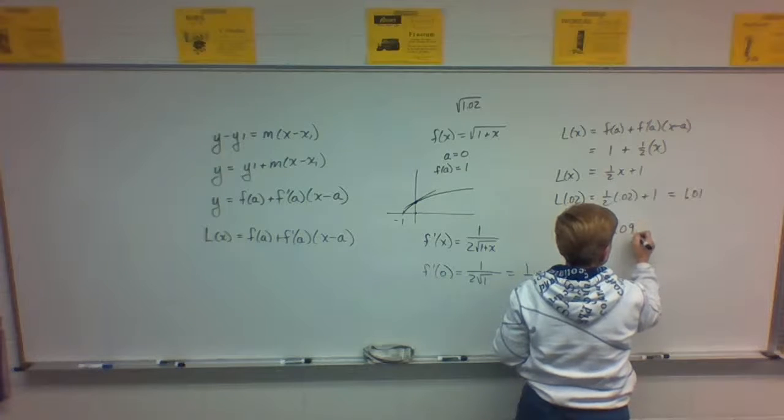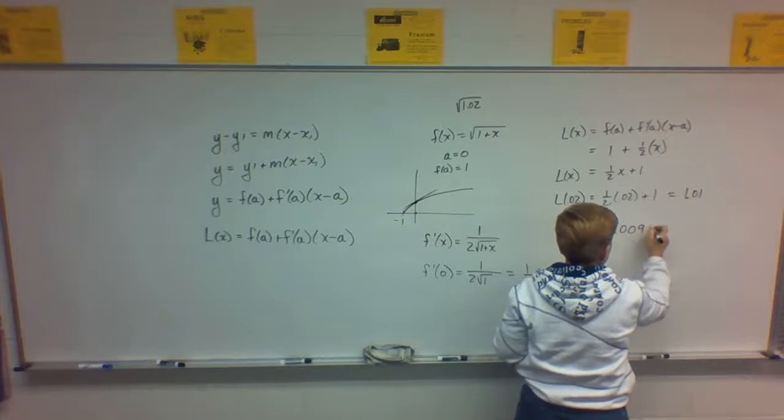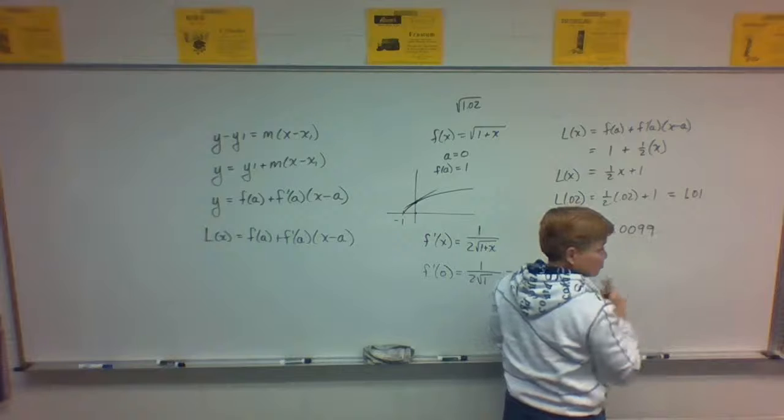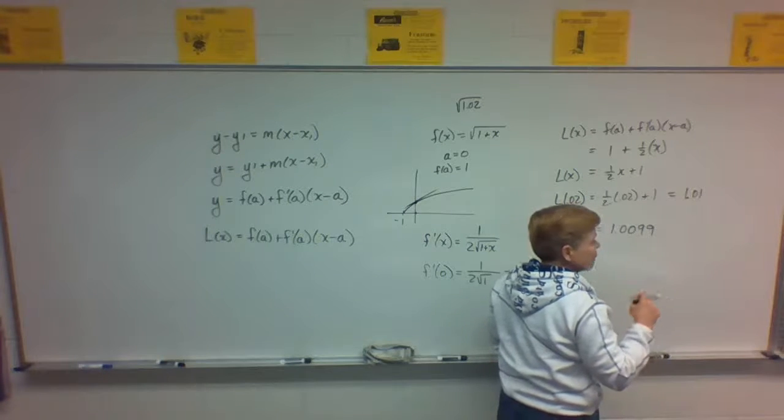Now, what is the square root of 1.02? 1.0099. Oh, 1.00995. Pretty darn close, right? Leave that in your calculator, Kyle. How far off are we?